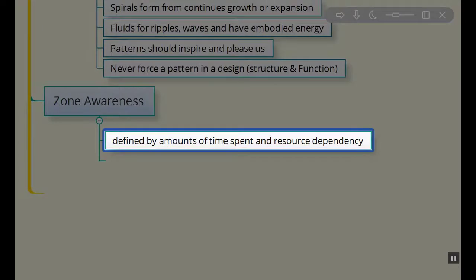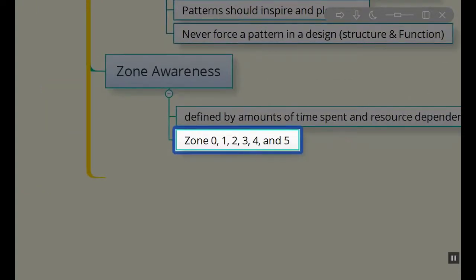Zone awareness. The zones in permaculture, we use zones to tell us about, we draw areas, map sections around our home and around our property, and we call them zones. Zone zero would be inside the house because you spend the most amount of time in the house. You know, you're sleeping in there. It's very resource dependent. Whereas in zone five, that's your wilderness. You may only go out there once or twice or three times a year. I won't go in any further, but zones are very important when we're designing our systems in permaculture.